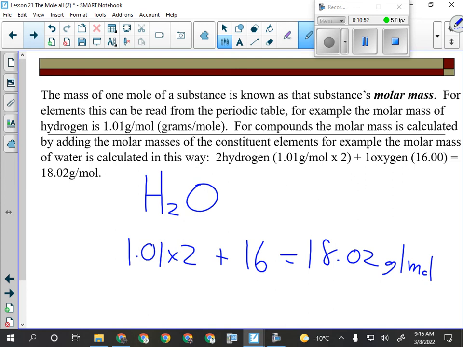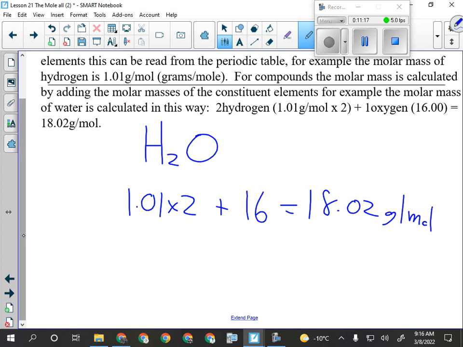How important are units? Very important. If you just write 18.02, that could be apples, it could be oranges, it could be elephants, it could be old ladies and walkers. I don't know. You have to have units on there, otherwise the answer is meaningless. Units are very, very important. All right. What about if I wanted you to calculate the molar mass of this stuff?